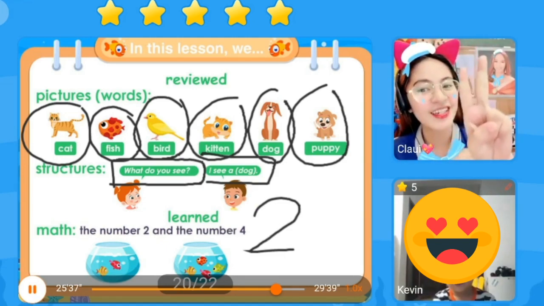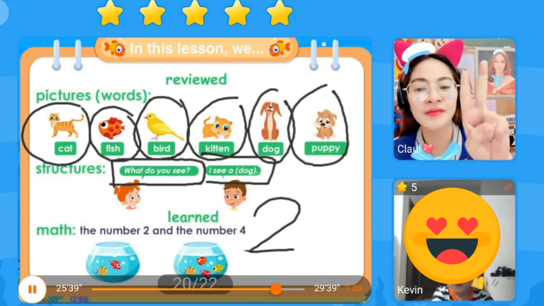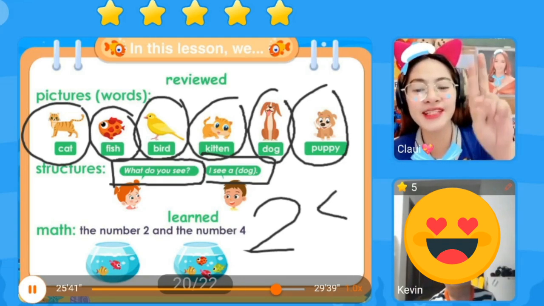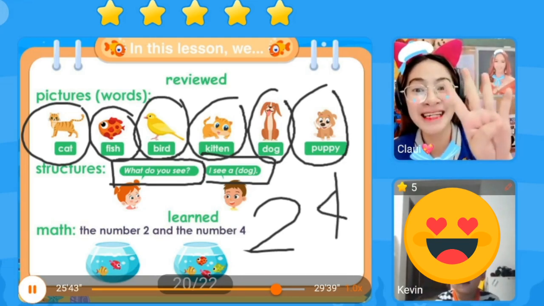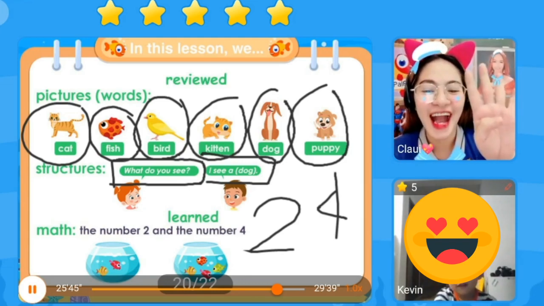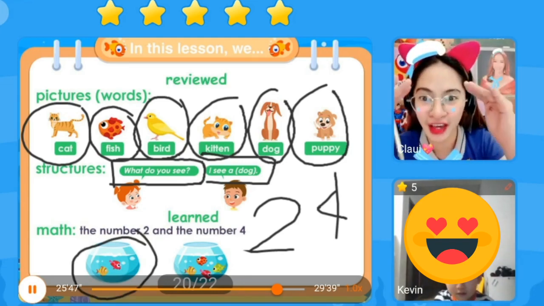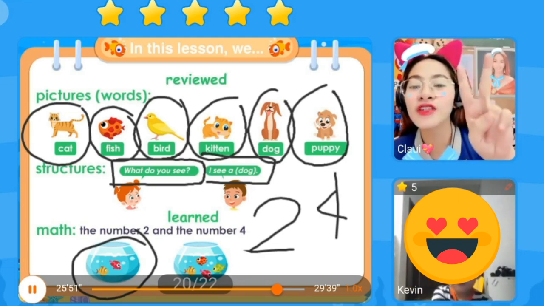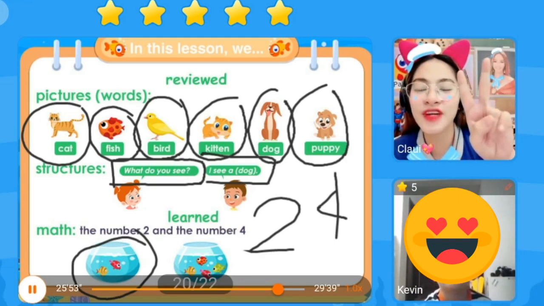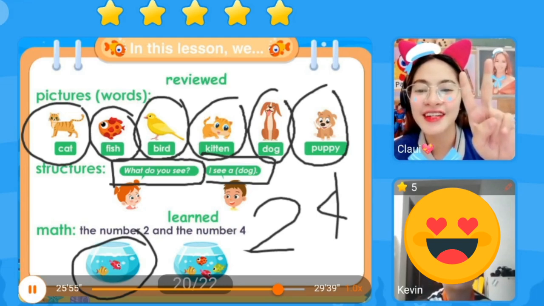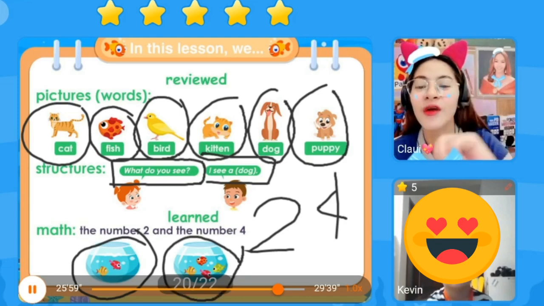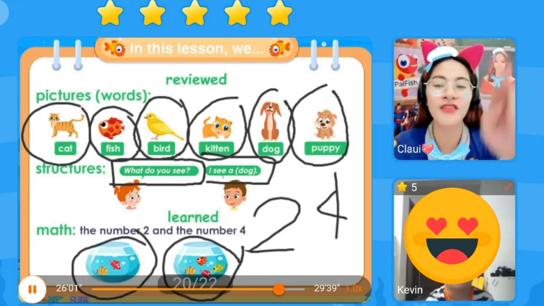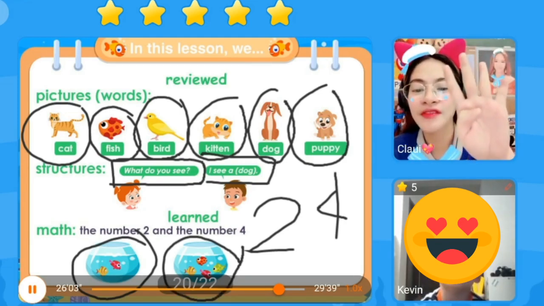Now, what number is this? Two. What number is this? Four. How many fish are there? There are two fish. What about the second one? There are four fish.